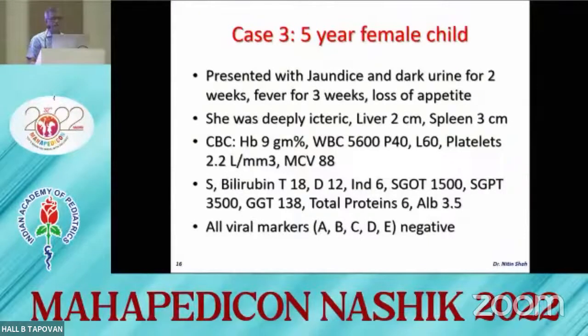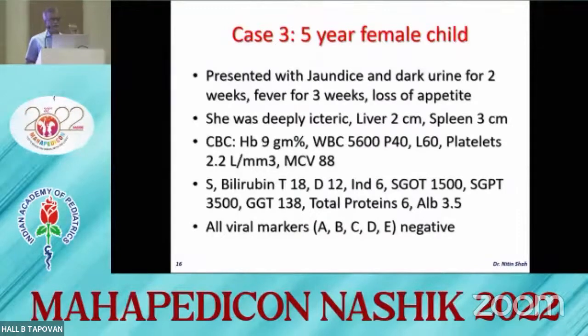Hemoglobin was 9 grams, which was normocytic, normochromic. You can see MCV is 88. WBC was bang normal. ANC was bang normal. Platelets were bang normal. So mild anemia, which can be seen in any viral infection, including viral hepatitis. So far, history is like an acute viral hepatitis.